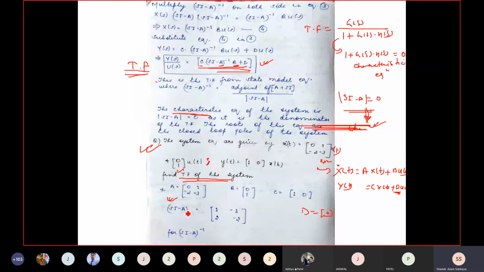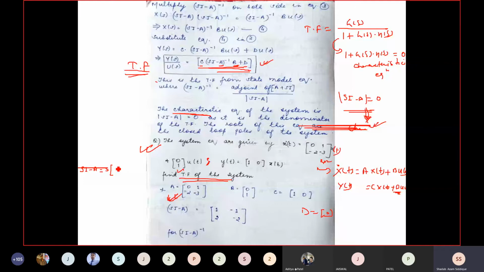So we have the A matrix here. I'll try to write SI minus A. What is S? S will be written here directly. What is I? I is the identity matrix of n cross n. What is the A dimension? A dimension is 2 cross 2, so n is nothing but 2. So that will be the 2 cross 2 identity matrix [1 0; 0 1]. So this is SI, minus A. A is given as [0 1; -2 -3].